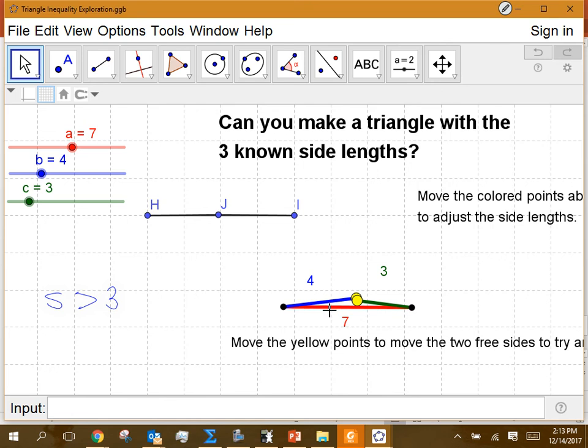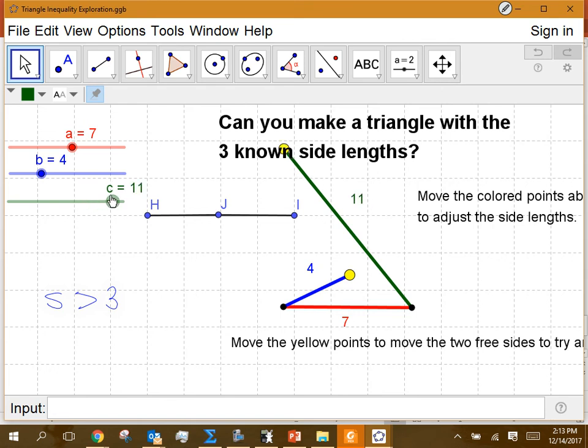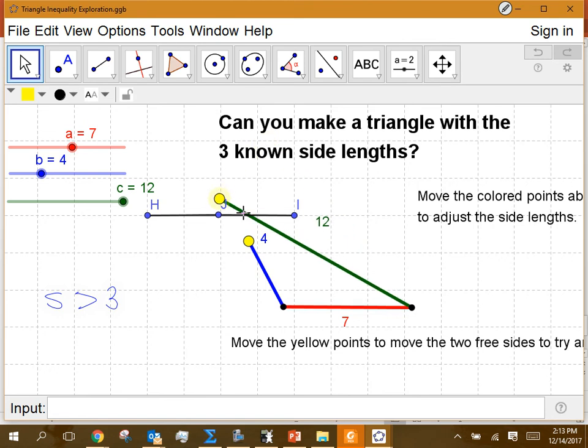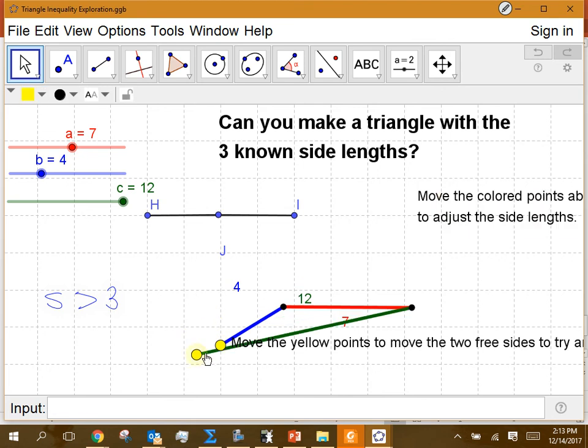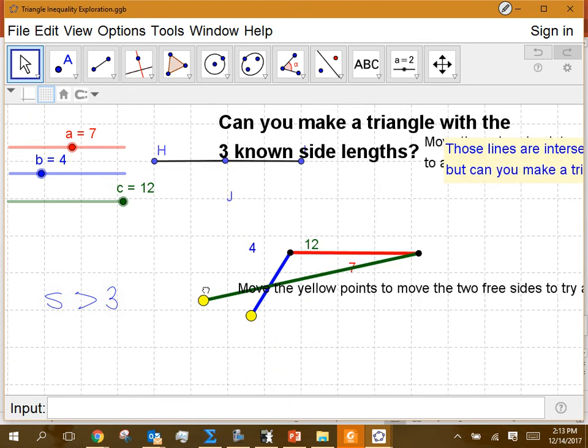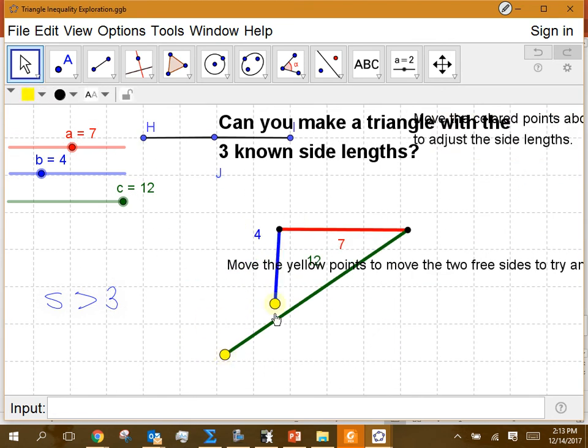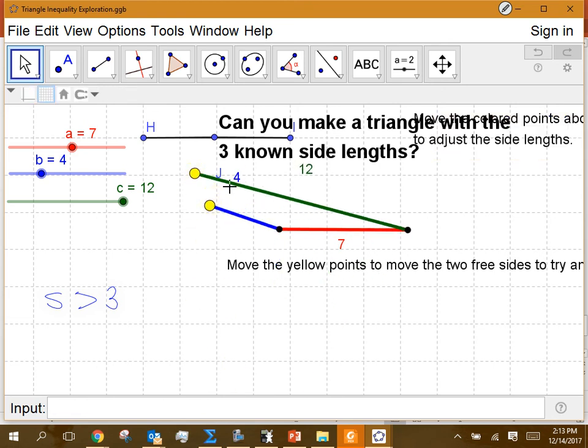Now they're going to ask you, what is the upper bound? Because if I make this side 12 and try to rotate these so they touch, we're going to see that no matter how I rotate the blue one and the green one, they're never going to close each other off. They're never going to touch. That's your 7 plus 4 isn't greater than 12.